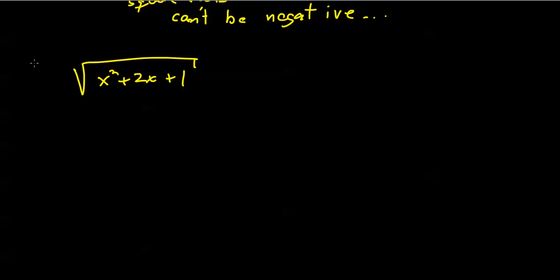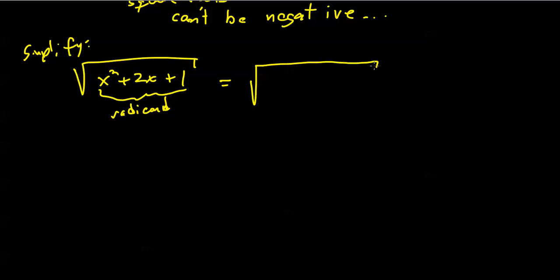Now, can we simplify this? Well, I think you know where we're headed here. That radicand expression, remember, the stuff inside the root sign, the formal name for it is the radicand, and I'm hoping you can spot this radicand, this trinomial inside, as a perfect square binomial. In other words, it's the square of x plus 1.